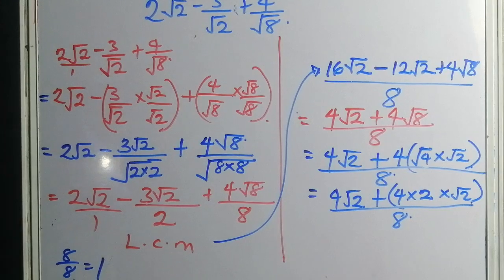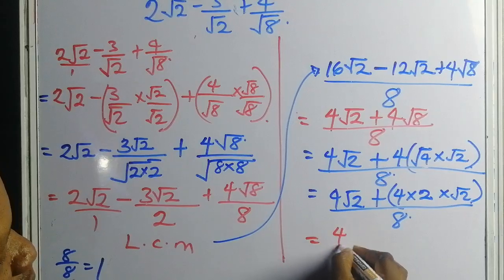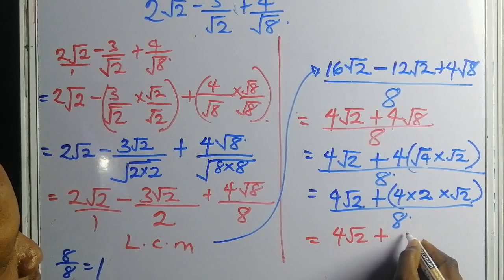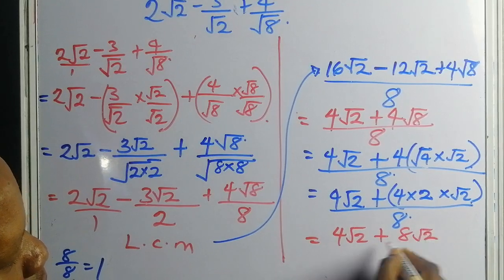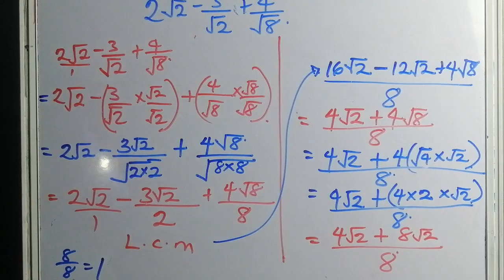So you can see what we're doing now. Square root of 4 is 2 times root 2. So what are we working towards? We are working towards getting root 2 out so that we can add, because that's the condition. The value inside the square root must be the same before you can add or subtract. Okay, so now at the end of the day, this one is what? 4 root 2 plus what? 8 root 2 over what? 8. Straightforward.